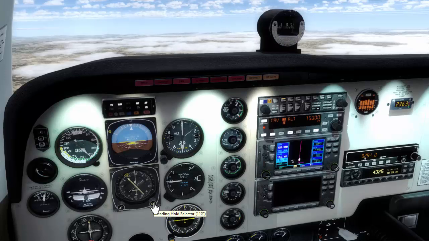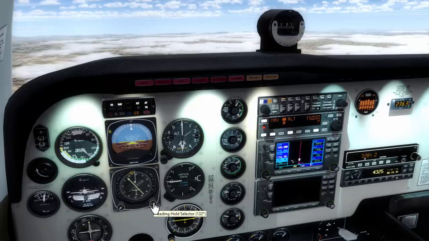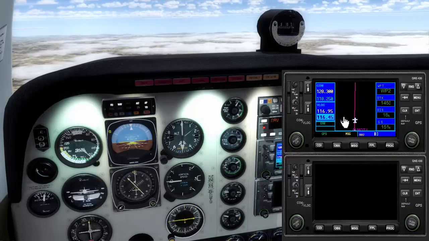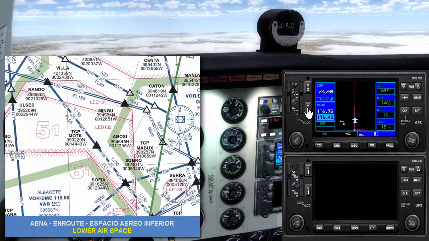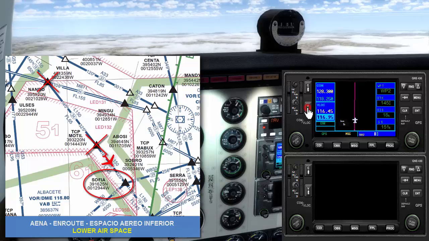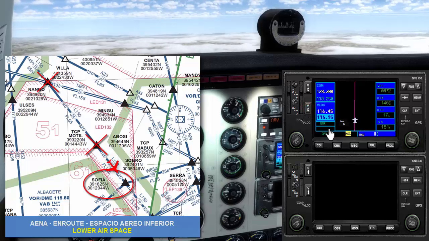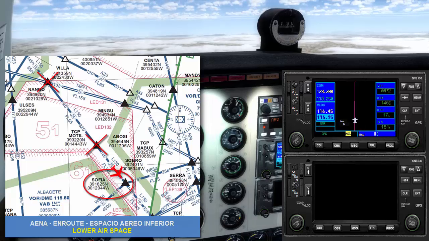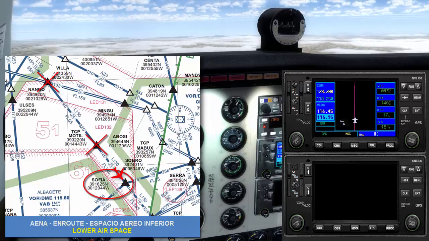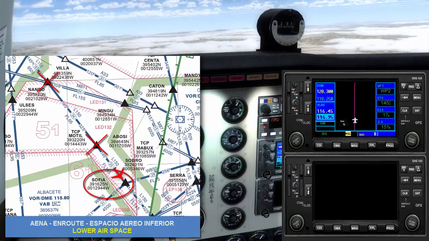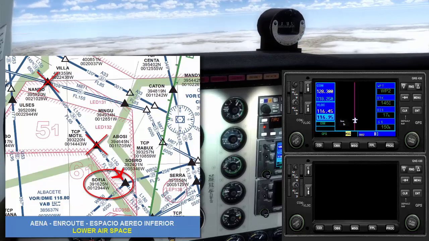The heading selector, we can move it, but it won't affect our navigation, because we are following the flight plan. And we have the autopilot in NAV mode, which means we are following the navigation, but we can follow the navigation of a radial if we fly in VOR mode, or we can follow the navigation of a flight plan if we are flying in GPS mode. To follow our navigation, we have to press the NAV button in our autopilot, and we are going from Motil, as you see there, to Sofia.